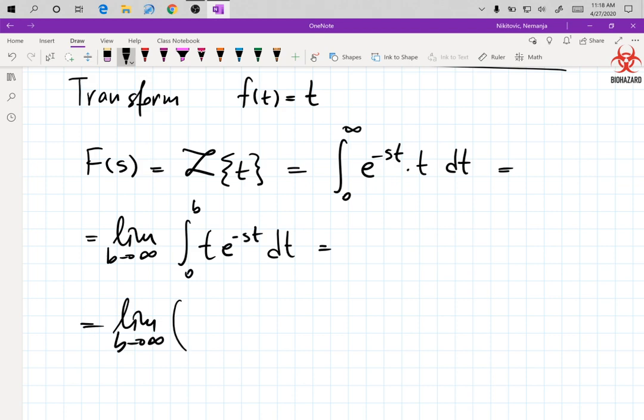Right? So integration by parts is, because this is polynomial times exponential, u is going to be t, dv is going to be e to the negative st dt, du is going to be dt, and v, when we integrate this, is e to the negative st divided by the constant, which is negative s. And then we do our trusty arrow, which is the formula.